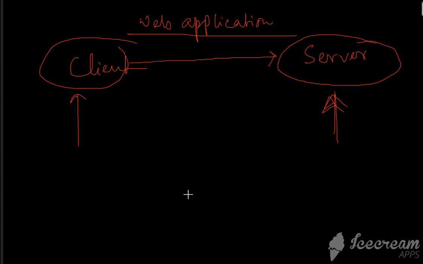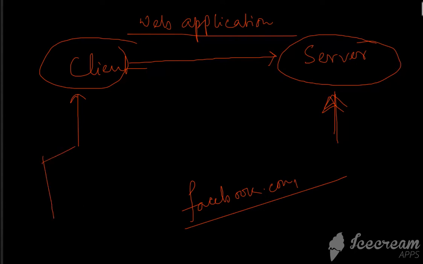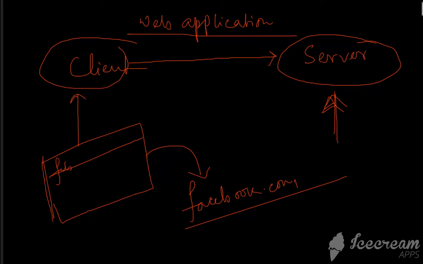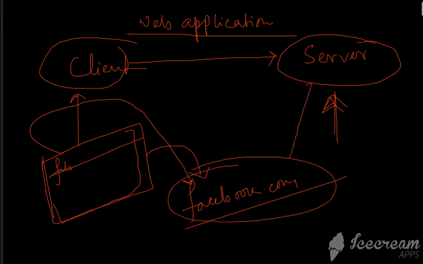I'm taking facebook.com as an example. facebook.com is also a web application. You use a web browser, that is Google Chrome, to access facebook.com. That means your web browser, Google Chrome, is a client for facebook.com. And as facebook.com is hosted on a server, whenever you hit facebook.com in your web browser, a request will go to the server from where it is being hosted.